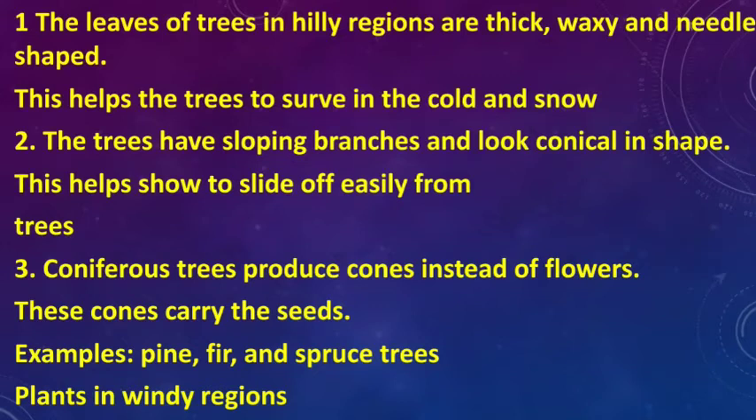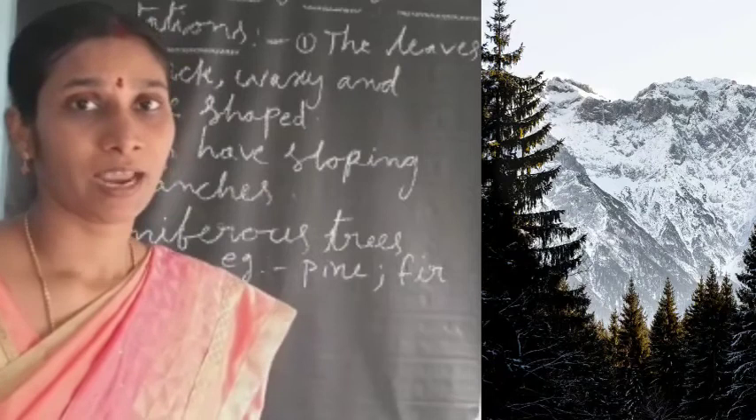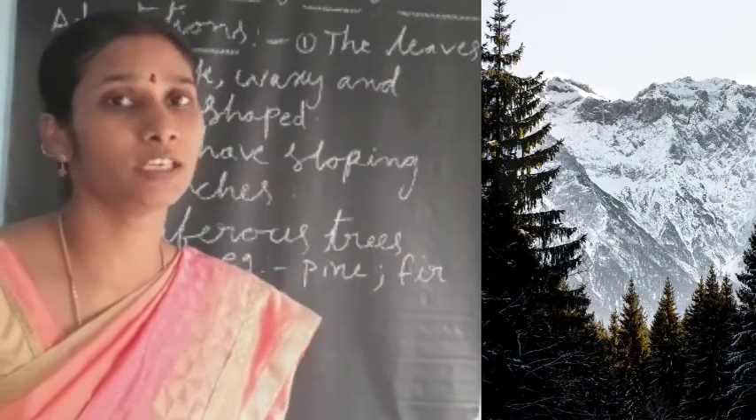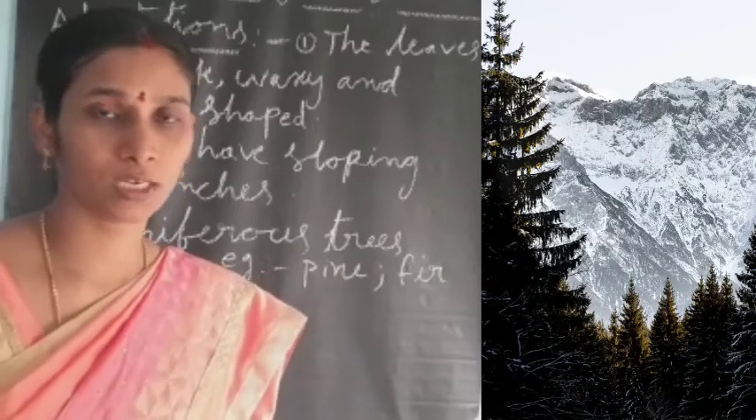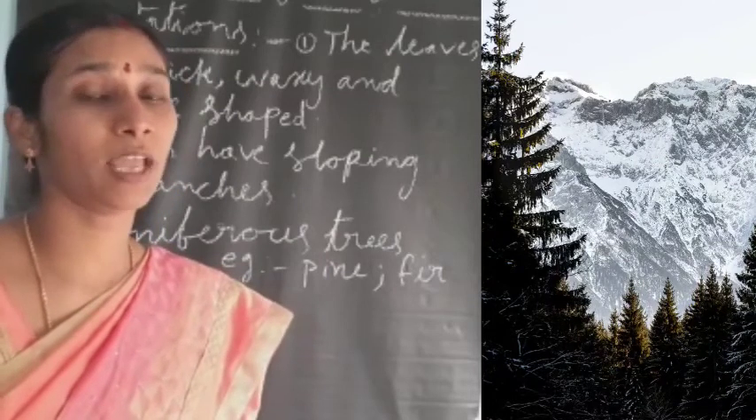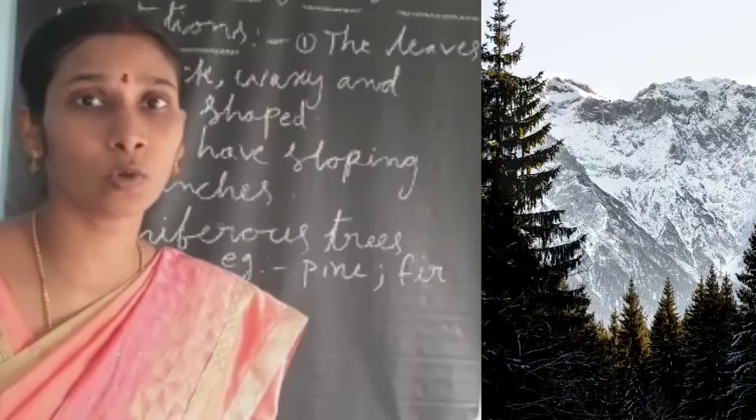If you observe the trees which grow in hilly regions, they have sloping branches, and they look conical in shape, which means cone shaped. Okay children, why do they have sloping branches and a cone shape? Because it helps to slide off the snow easily.